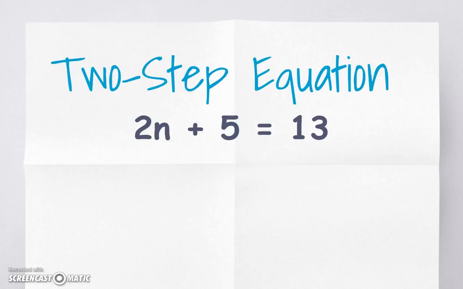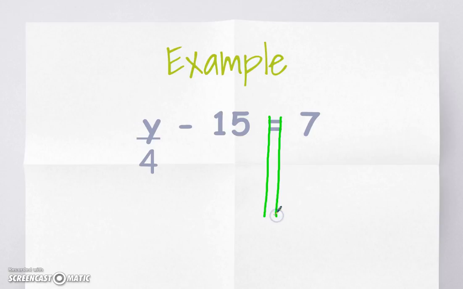So let's try another example. This one looks slightly different. It says y divided by 4 minus 15 is equal to 7. So I'm going to draw my lines. Again, the first thing I want to identify is my constant. In this problem, my constant is negative 15 or minus 15 because that is by itself. That is not with the variable. The 4 is with the variable, so I'm not doing anything with that just yet.